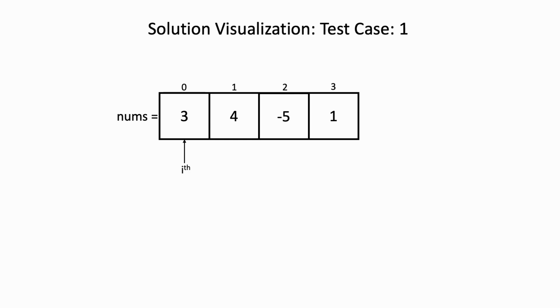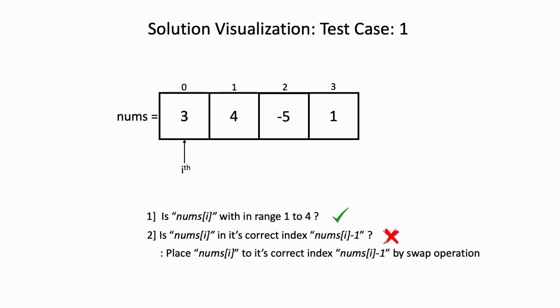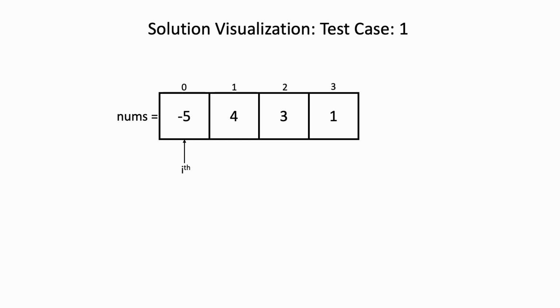Let's visualize the solution we discussed using the same example test case. We start by initializing the i pointer to 0. Let's see if nums[i] is within range 1 to 4. Yes, it is. Is nums[i] in its correct index, nums[i] - 1? No, it isn't. So now we will place the ith element, which is 3, in its correct index, which is 2, by a swap operation. After swapping, we again check the same conditions.